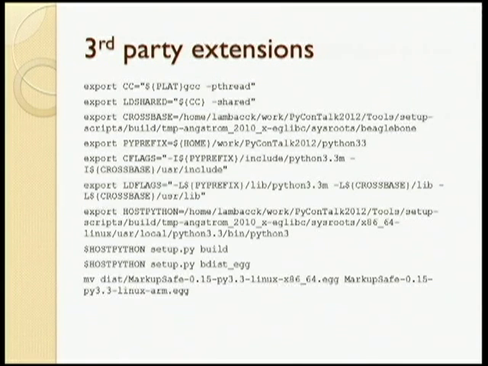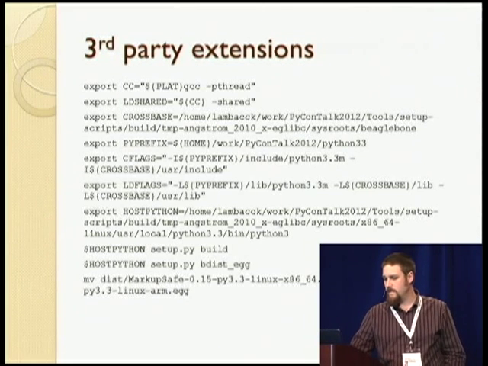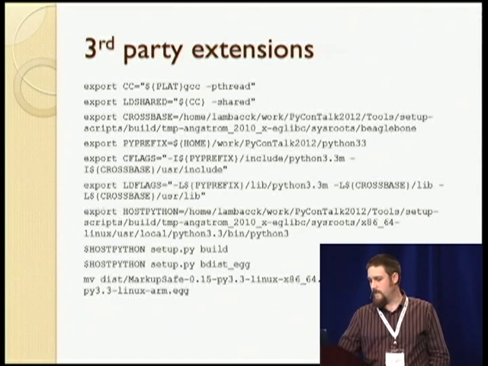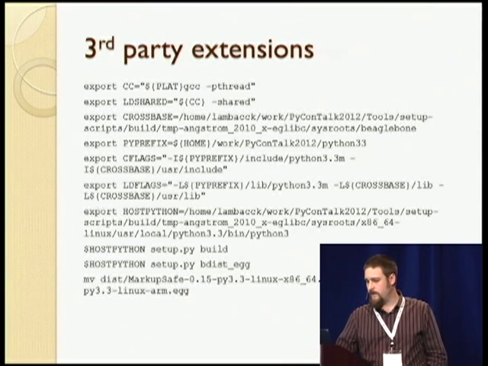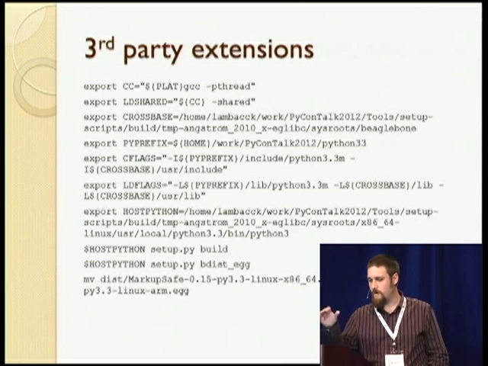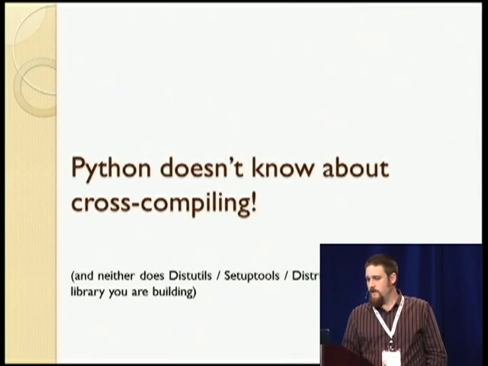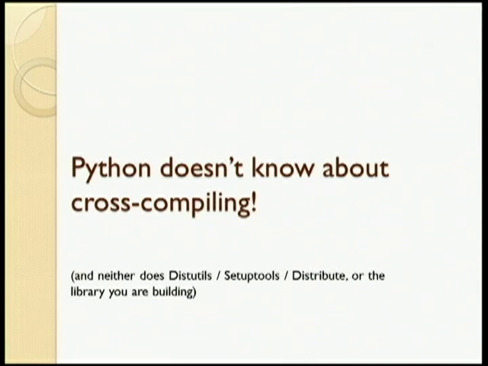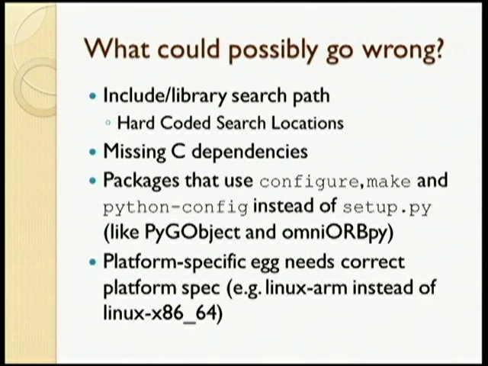And we're splitting up two steps here, the build and the bdist_egg, in part because we want to get rid of any extra information from the bdist_egg and focus just on the build. So you might notice from that Python doesn't know about cross-compiling, and neither does distutils, setuptools, distribute, or the library you're building. So this can add some other things that could possibly go wrong.